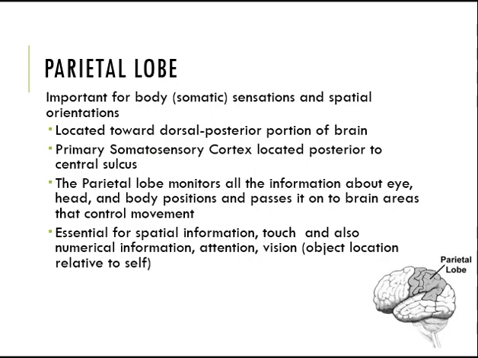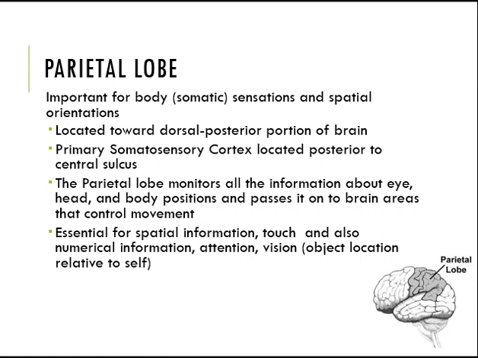The parietal lobe is important for somatic sensations and spatial orientation, and that's because in the anterior portion of the parietal lobe, we have the primary somatosensory cortex, which is directly posterior to the central sulcus. So we have motor cortex, central sulcus, somatosensory cortex. Here we take in information about touch, texture, temperature, and pain when we touch things.